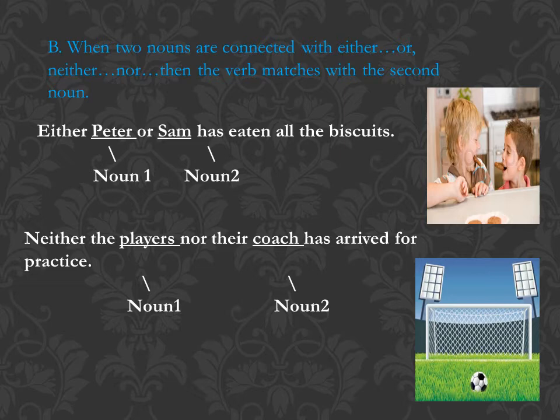Number 2. When two nouns are connected with either-or, neither-nor, then the verb matches with the second noun. For example, either Peter or Sam has eaten all the biscuits. Here, Sam is the second noun and it's singular, so we will use the singular verb has. The next example is, neither the players nor their coach has arrived for practice. Here, coach is the second noun and it's singular, so we will use the singular verb has.